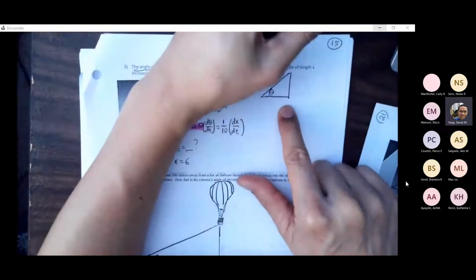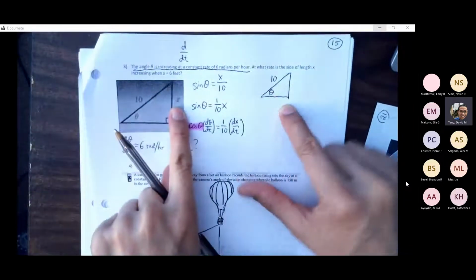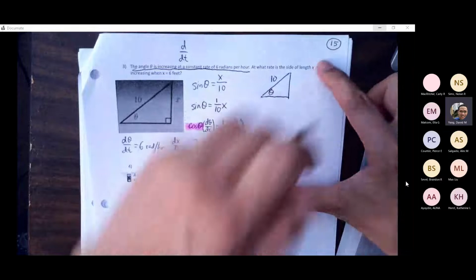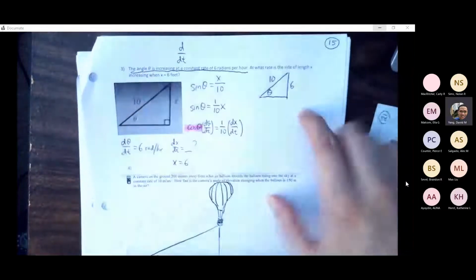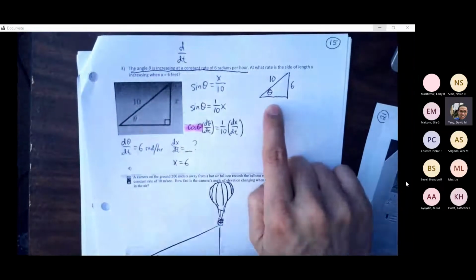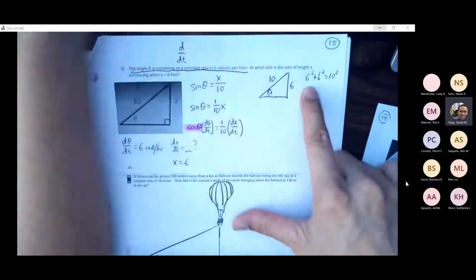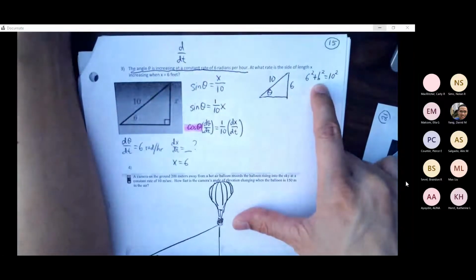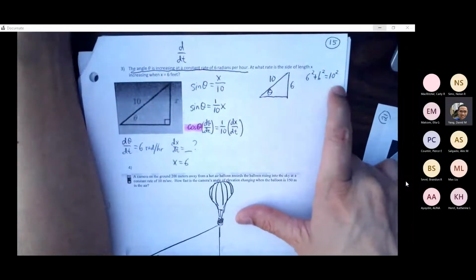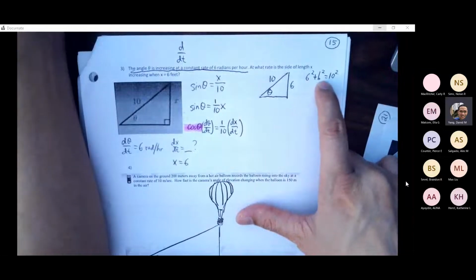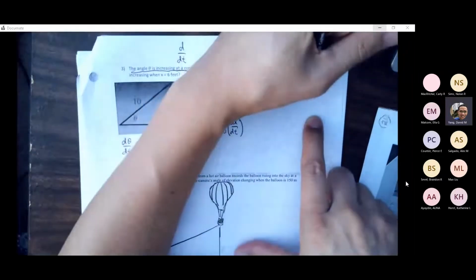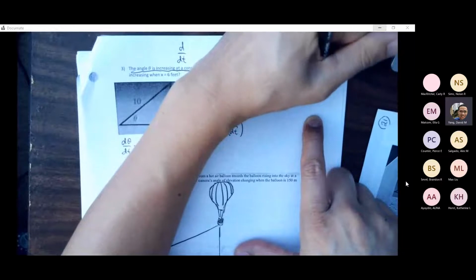Okay, so I know the 10 is hypotenuse. X in this case is 6. And then Pythagorean theorem can help us find that third missing side. A squared plus B squared equals C squared. This is basically a multiple of the 3, 4, 5 triangle. So if you recognize that, then you can recognize that B is going to be 8. But if not, then we can work this out.